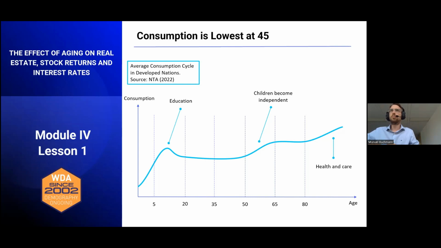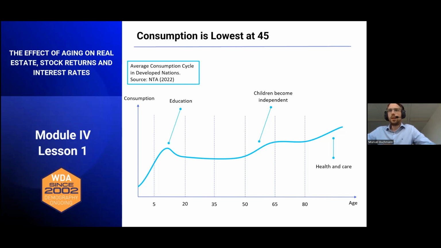So this hump shape on the left side, education, a lot of that is paid for by the parents, of course. Then at roughly around age 50, children become independent. Parents don't have to pay for the children anymore. And what happens is parents will now start spending more on themselves. So consumption increases again up to around age 65.